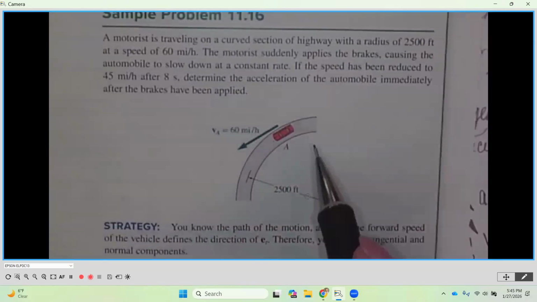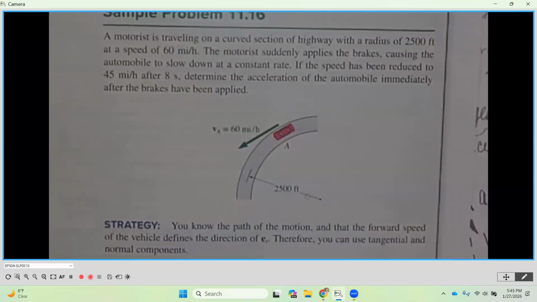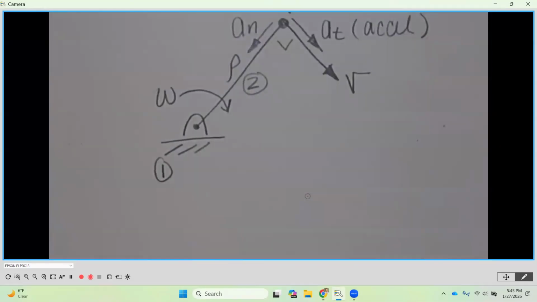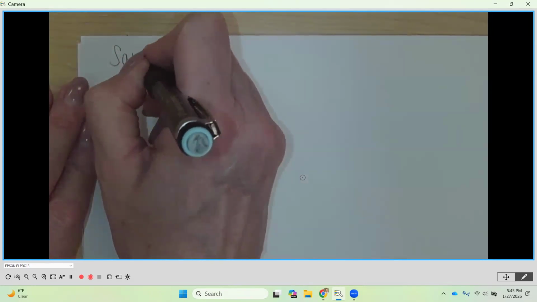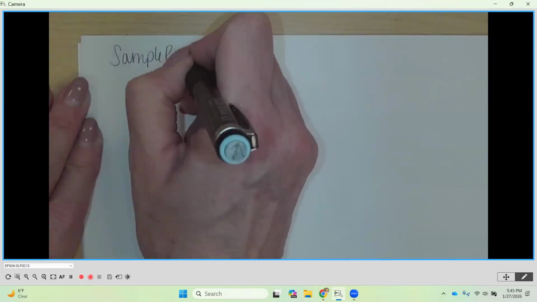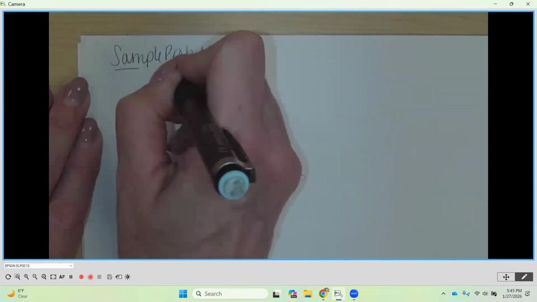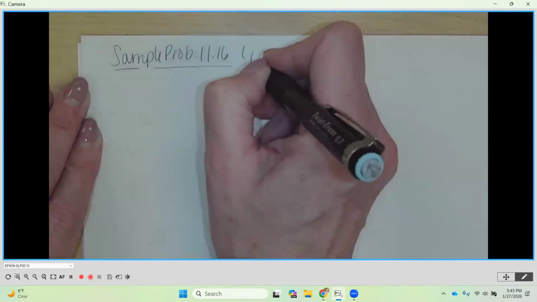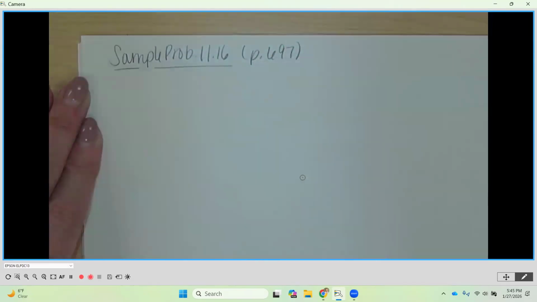Okay, so we are going around a curve. So now we are going to be considering those tangential and normal components to help us find the acceleration. Okay, so let's start the problem. I'm going to put this over to the side here. Okay, start at the top here. This is sample problem 11.16. And again, this is one of our practice problems. This is on page 697 in our book.